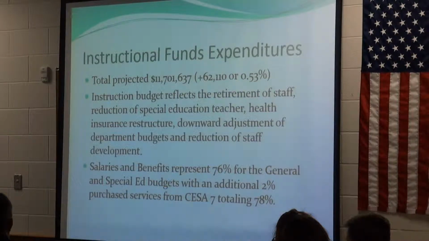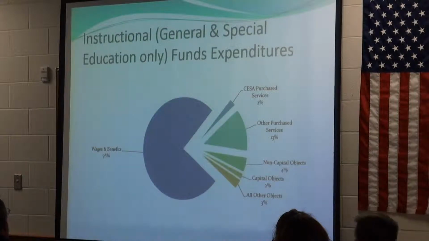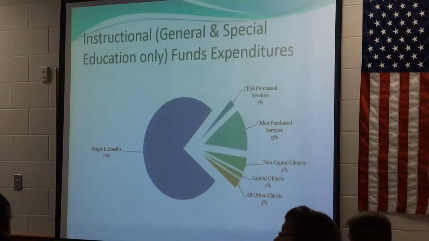Salaries and benefits represent about 76% of the instructional fund expenditures, with an additional 2% of purchased services from CESA 7 for special education services. Second largest expense after salaries and benefits are purchased services, which consist mainly of utilities, transportation services, and payments to other schools for services.